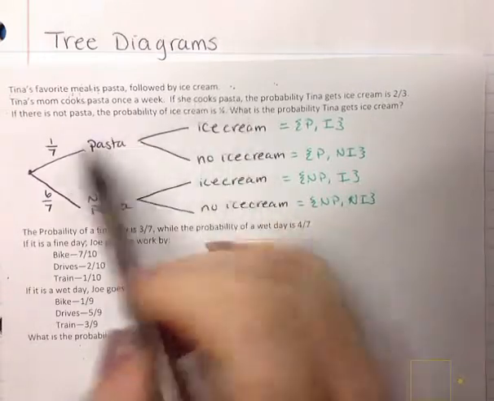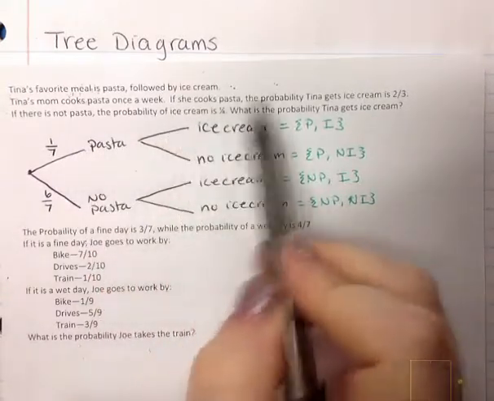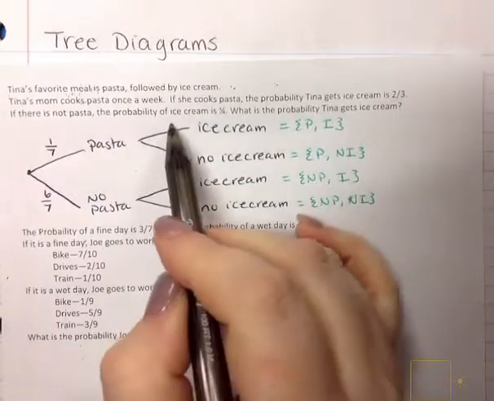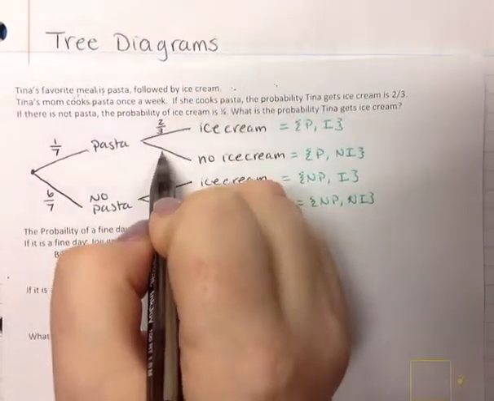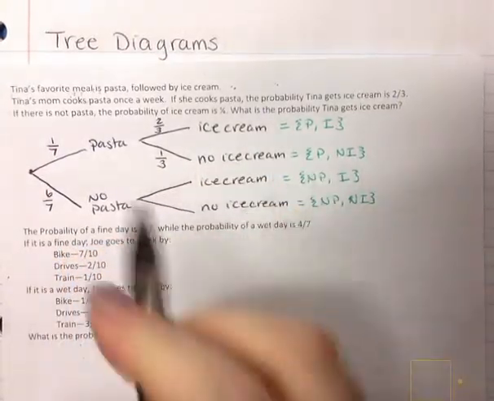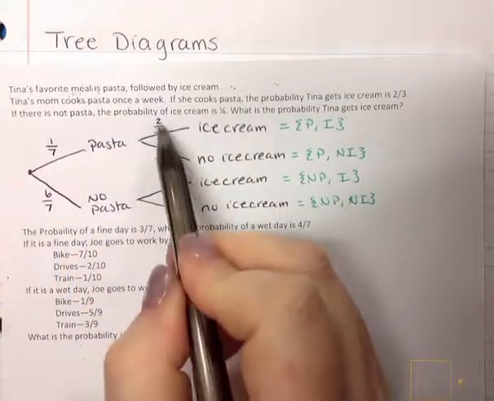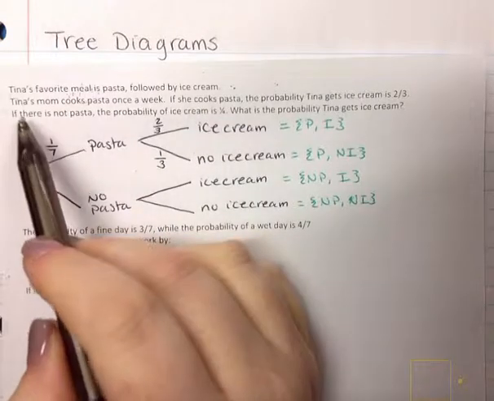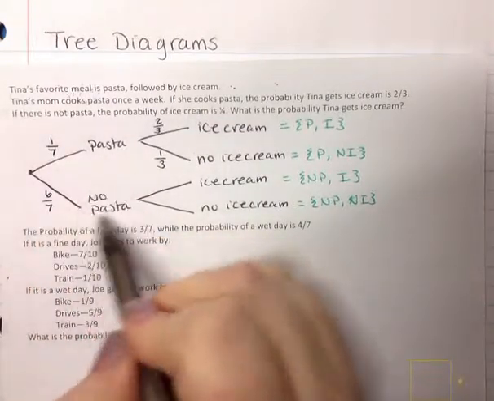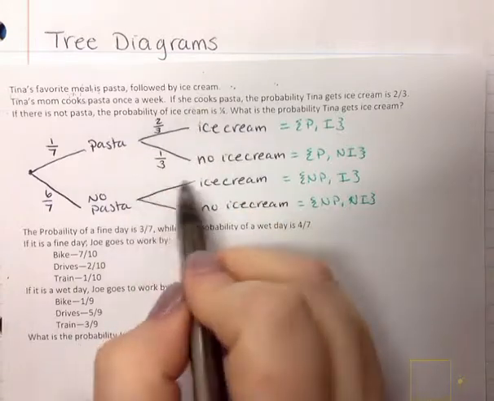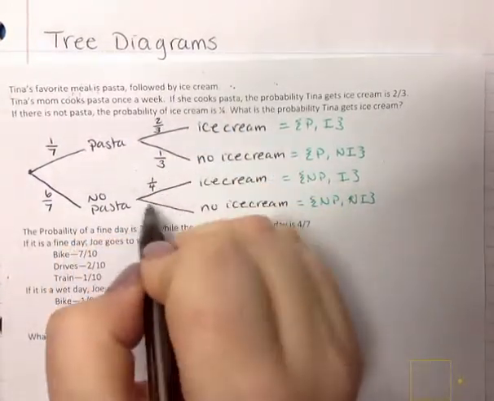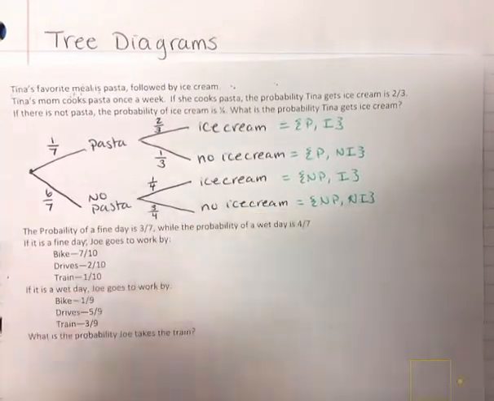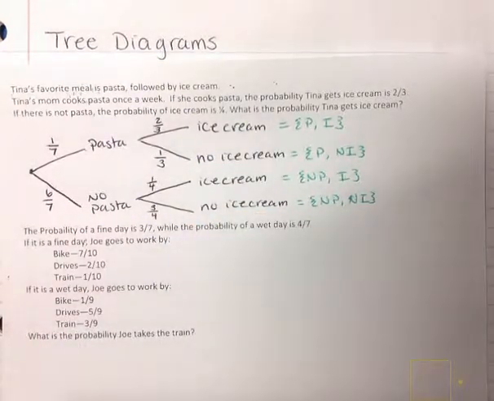Then if she cooks pasta, so from these two branches, the probability Tina gets ice cream is 2 out of 3. So we'd have 2 out of 3 for ice cream. Therefore, we'd have 1 out of 3 for no ice cream, because again, each set of branches has to add up to 1. If there is not pasta, so we follow this set, the probability of ice cream would be 1 out of 4. So then the chance of not getting ice cream would be 3 out of 4.